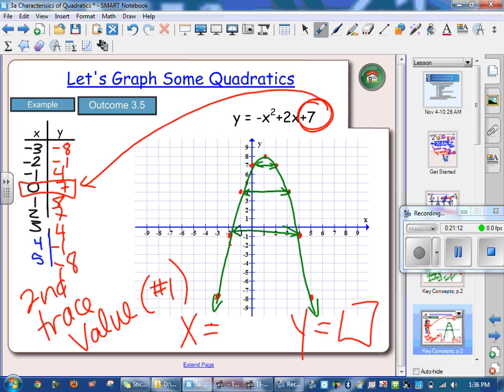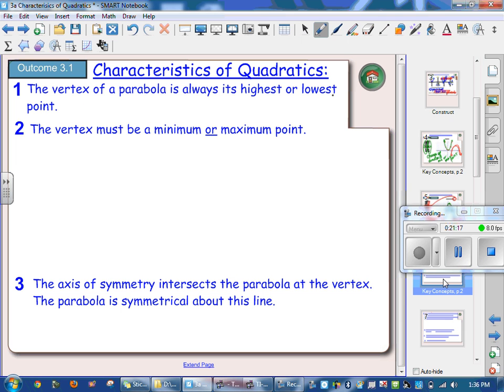All right, now we're going to write down what these characteristics actually mean. So, the vertex of a parabola is always its highest or lowest point. Okay, that's our vertex. So, we call this the min or max point. It's the x and y values of the min or max point. And that's what it's telling us here. Your vertex must be a minimum or a maximum.